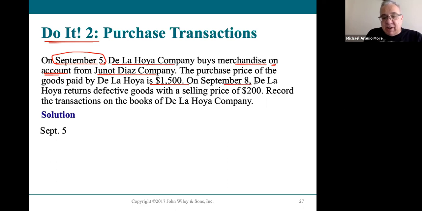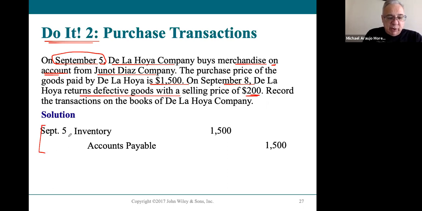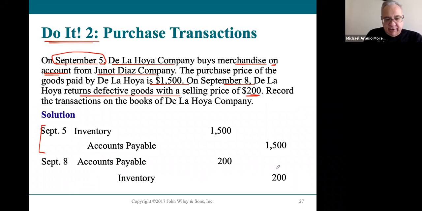Three days later, they return goods for $200. So let's journal that. On the 5th, they bought the inventory. That's easy. You debit inventory, credit accounts payable. On the 8th, they returned it. So you flip it. You debit accounts payable for the amount that you returned, credit inventory for the amount that you returned. And that's the deal on the buyer's end.